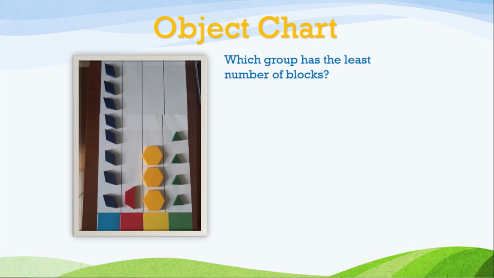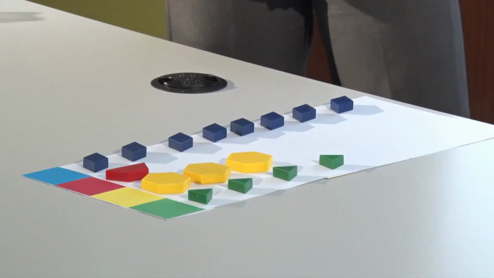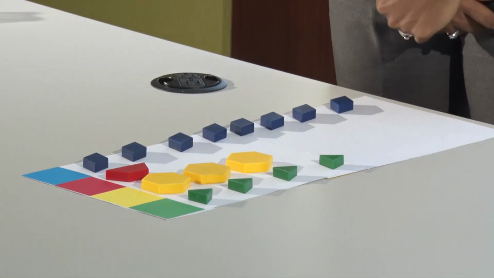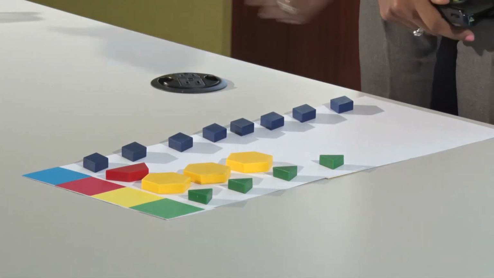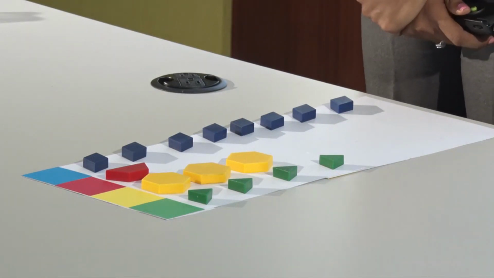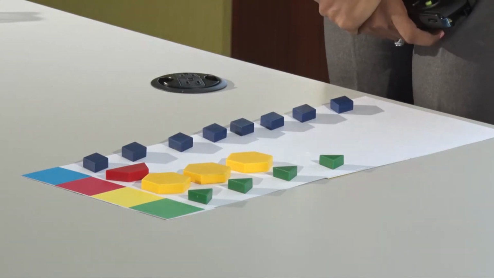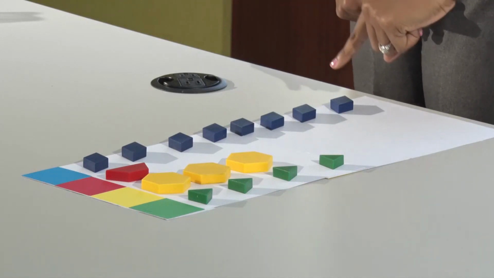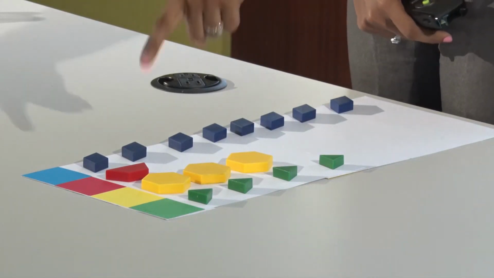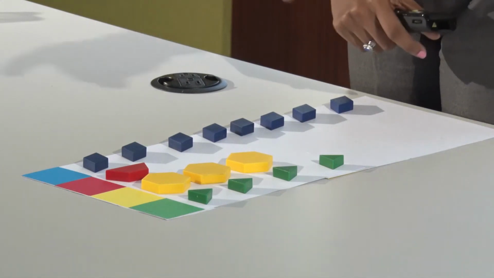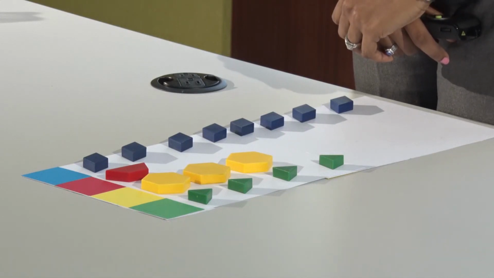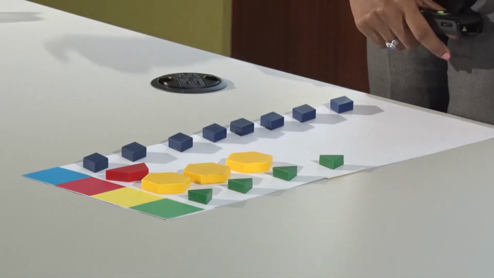Which group has the least number of blocks? So we go to our object chart on the table, and we are looking for the group which has the smallest number of blocks. Well, we can see that blue has many blocks. Let's count to find out. 1, 2, 3, 4, 5, 6, 7, 8 blocks in blue. 1 red block. 3 yellow blocks. 1, 2, 3. And 1, 2, 3, 4 green blocks.